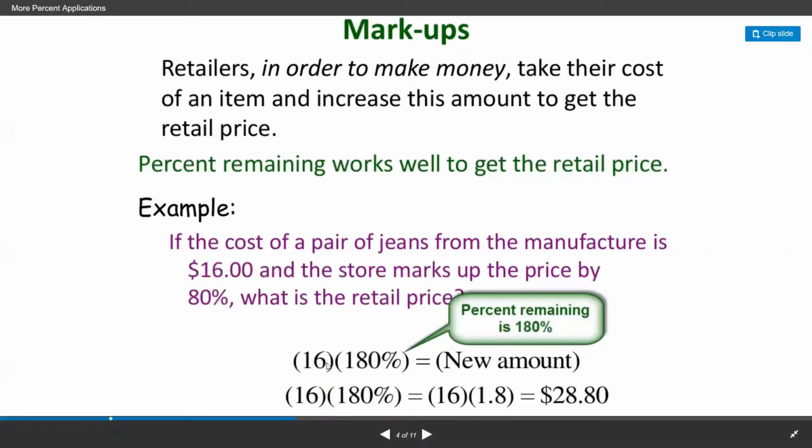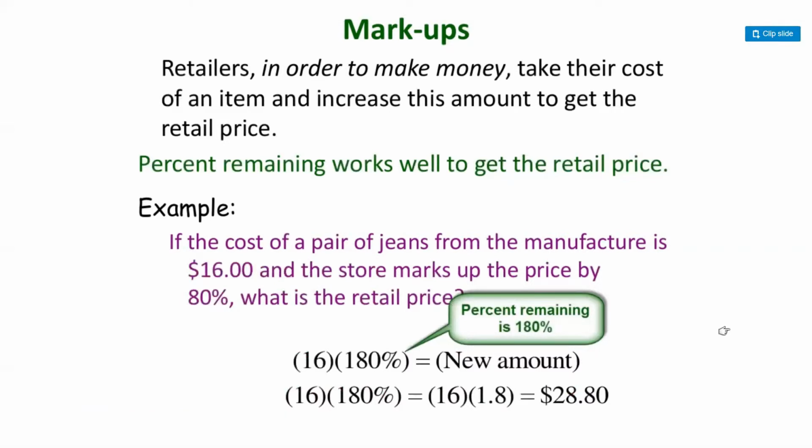Here's the original, which is 16. Our percent remaining is 180%, and that's going to give me the new amount, which will be the retail. So we take 16 times 1.8, and we get $28.80. $28.80 will be the retail price.